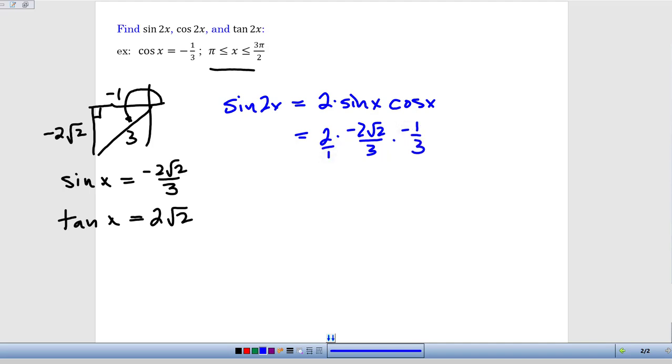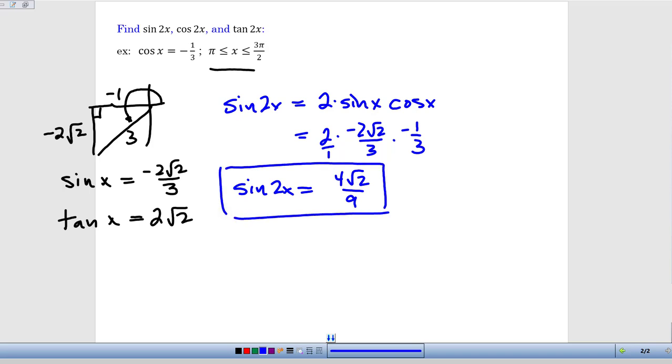So if we put the 2 there out front over 1, we can see again there's no cross-canceling or reducing that we can do. So we just have to multiply all the tops. 2 times 2 root 2 is 4 root 2 over, on the bottom, 1 times 3 is 9. And we've got 2 negatives that we're multiplying, so our answer turns out to be positive. So our sine of 2x is exactly what we see there.